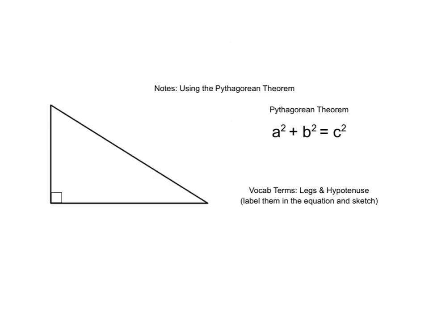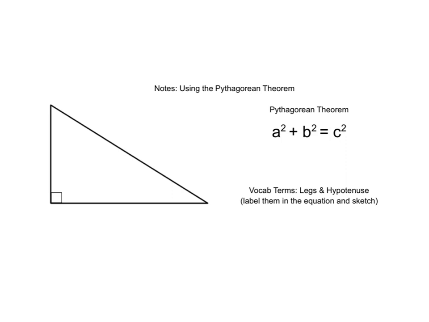Yesterday you learned about the Pythagorean theorem, and you learned about the relationship between the area of the side lengths of squares when they form a right triangle. And we got to the point where you learned a squared plus b squared equals c squared. So, there are two terms that we're going to focus on today. The first is legs and the second is hypotenuse.